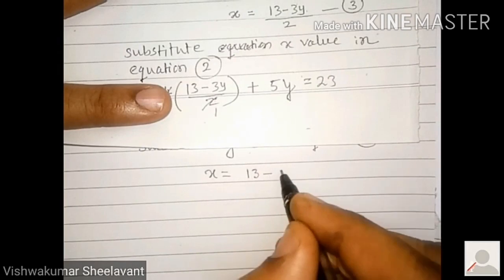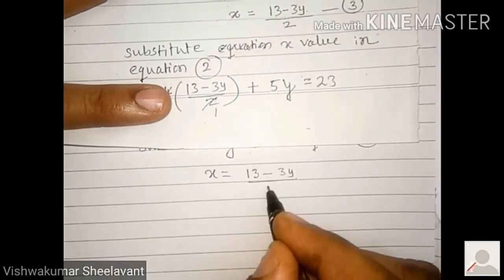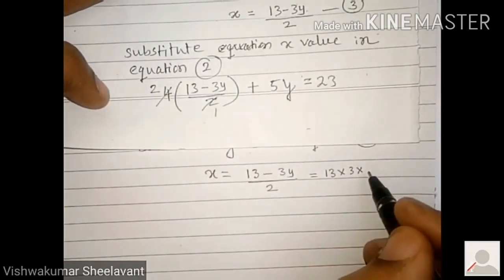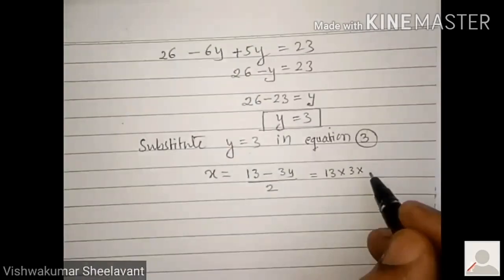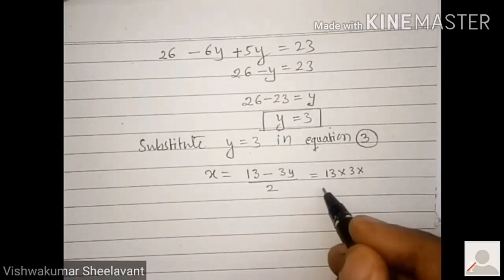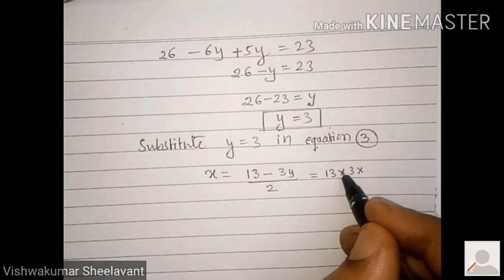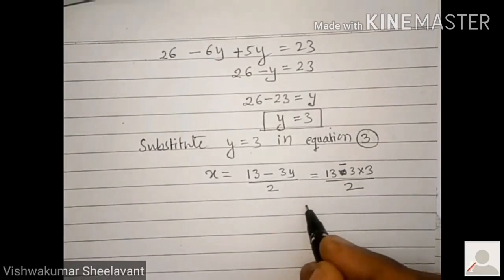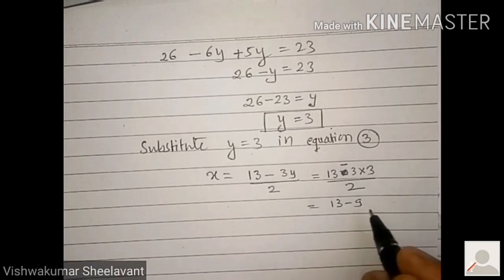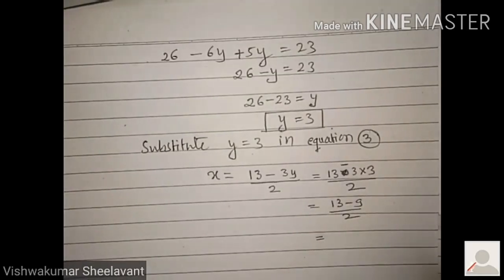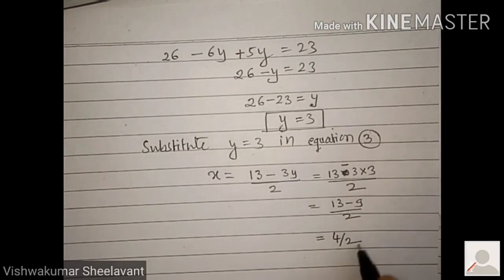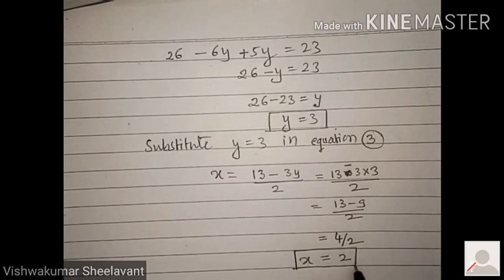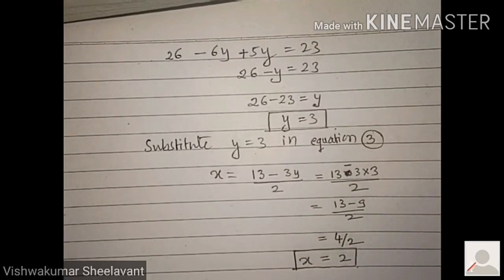x equal to 13 minus 3y by 2, y is 3, so 13 minus 3 into 3 divided by 2, 13 minus 9 by 2, this will become 4 by 2, so you get x equal to 2. It is the solution for the given homework.